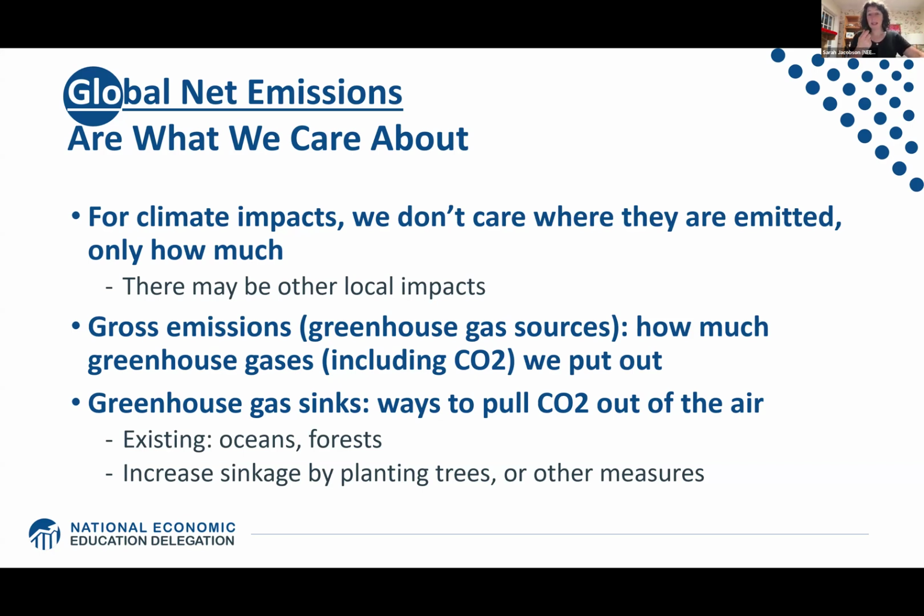We can augment these sinks. We can plant more trees. There are other things we can do to sink some of our greenhouse gases, but from the estimates I've seen, the game we're in is really about protecting the sinks we already have and reducing the sources. If you remember that graph from the IPCC of the different sources and gases, there was just a ton from fossil fuels, and there's no way we can make that up in forests. Okay, so that's thinking about global net emissions.